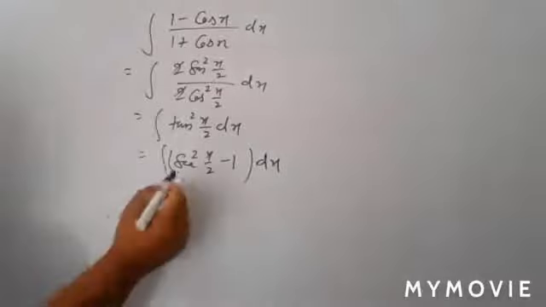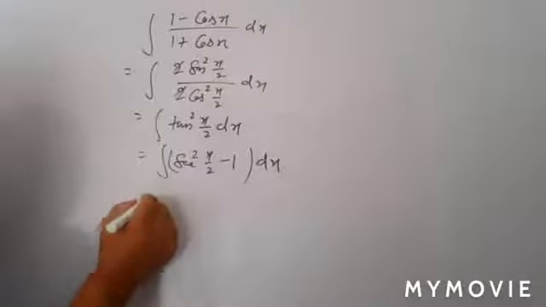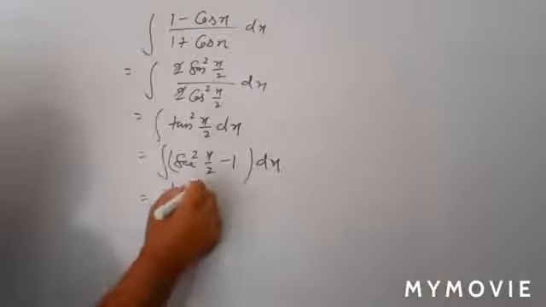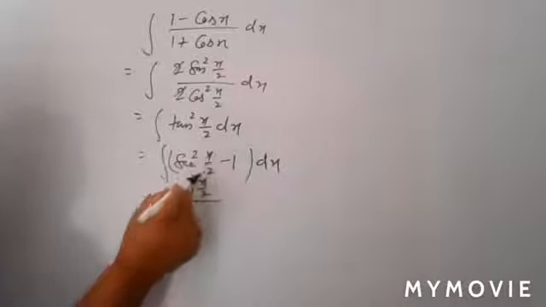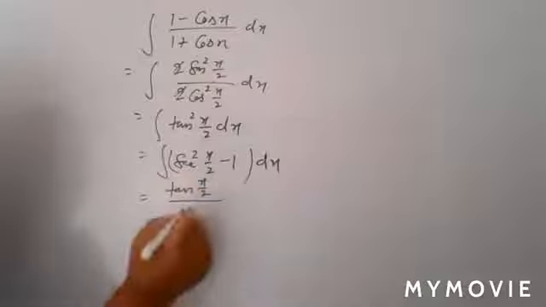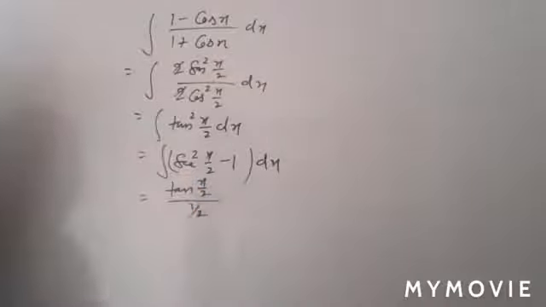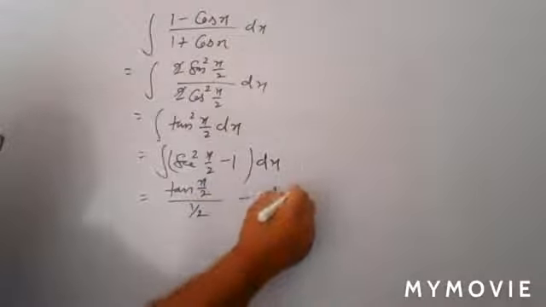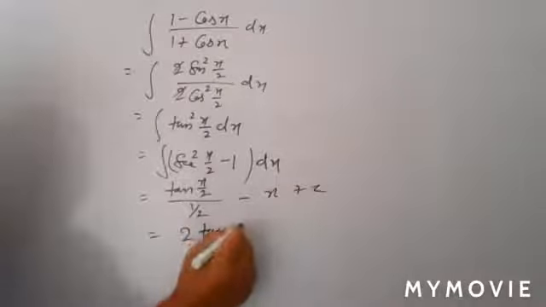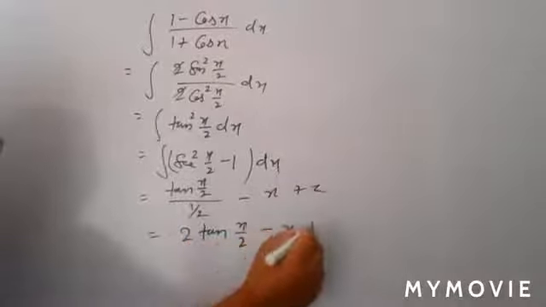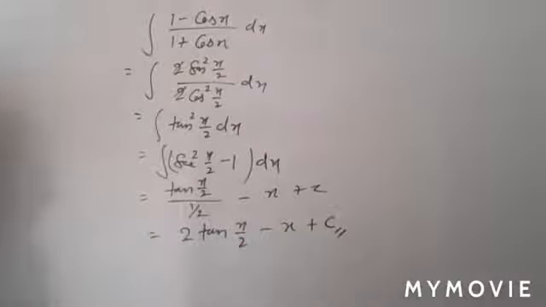So the integral of sec square x by 2 is what? Here you write tan x by 2 divided by the coefficient of x. Your coefficient of x is 1 upon 2, so you divide by 1 by 2, minus x plus c. That can be written as 2 tan x by 2 minus x plus c. That is your answer.